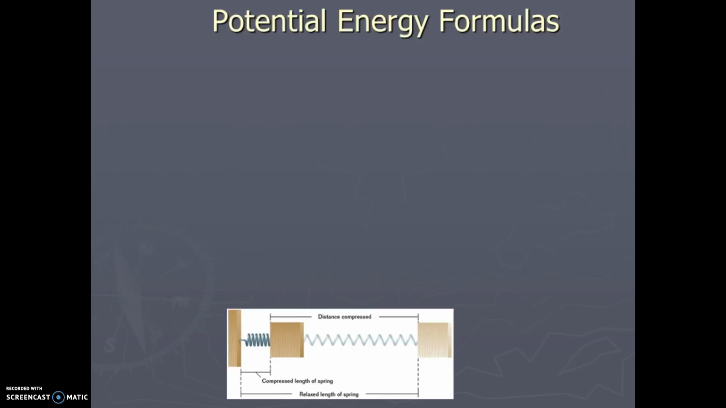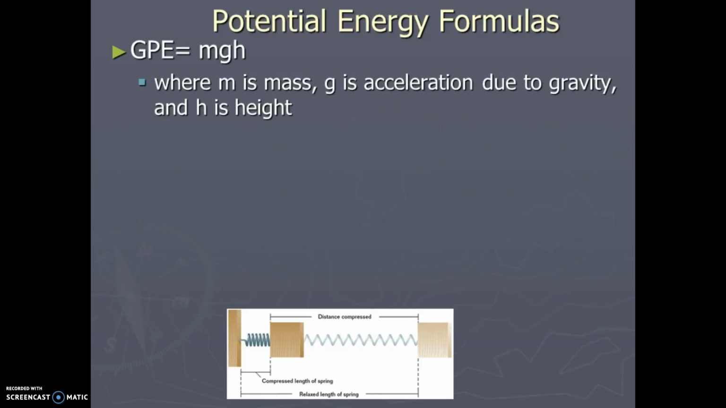Now, as you may recall, there are two types of potential energy, gravitational and elastic. So we have two different formulas. For gravitational potential energy, the formula is GPE equals mgh, where m is mass, g is acceleration due to gravity, and h is height. G will usually be the number 9.8. If you recall from the free fall lab we did, G equals 9.8 meters per second squared.